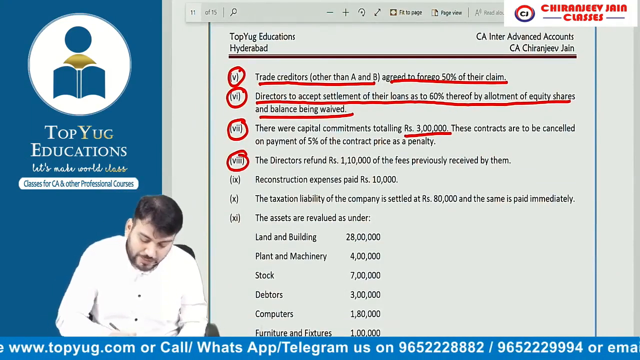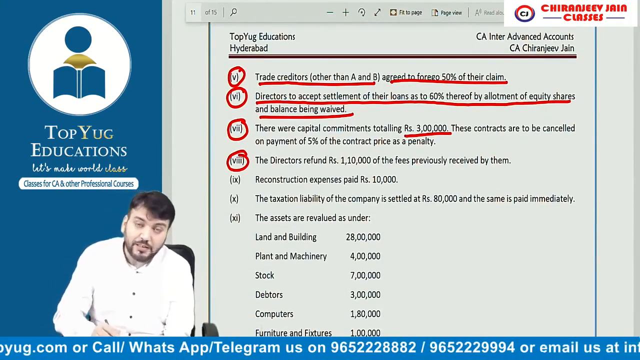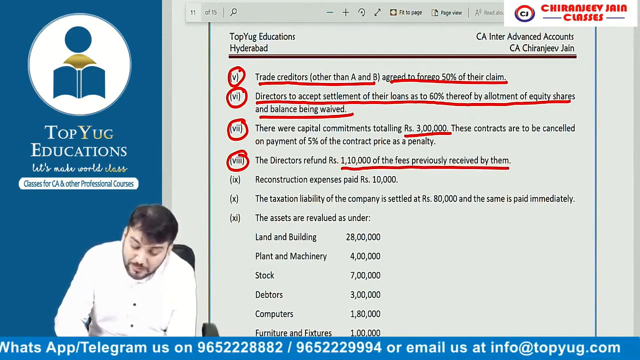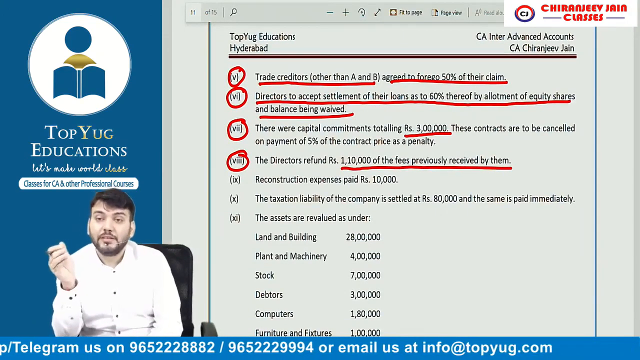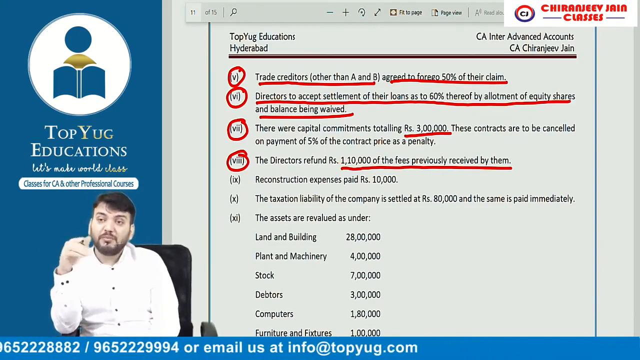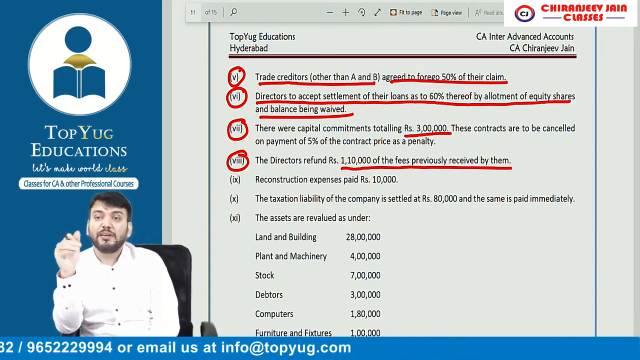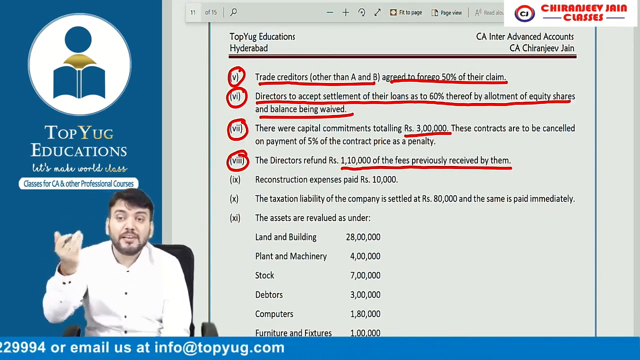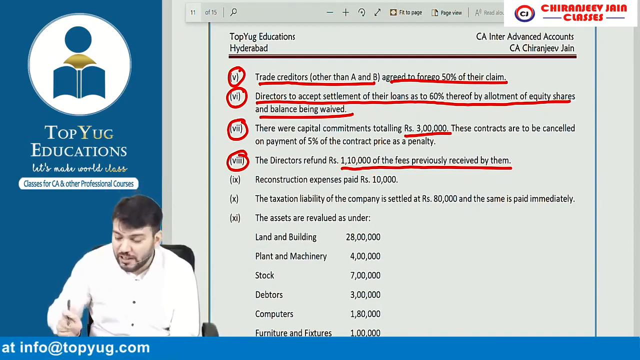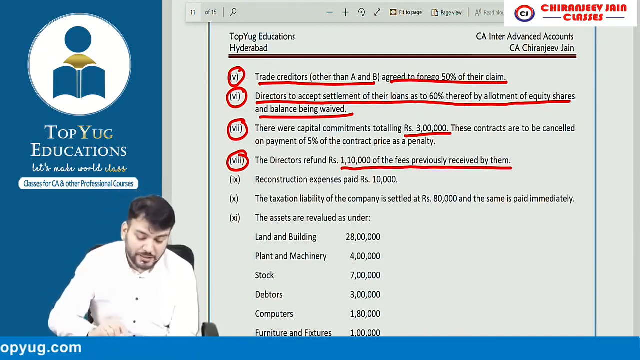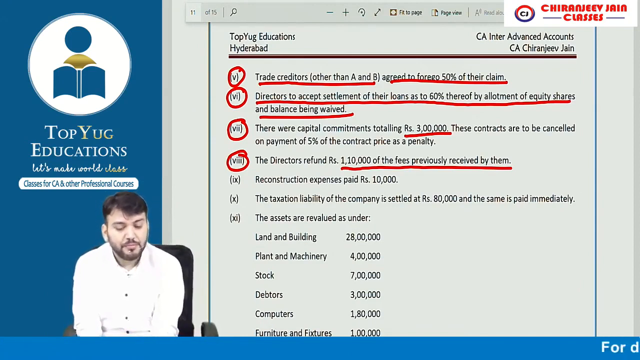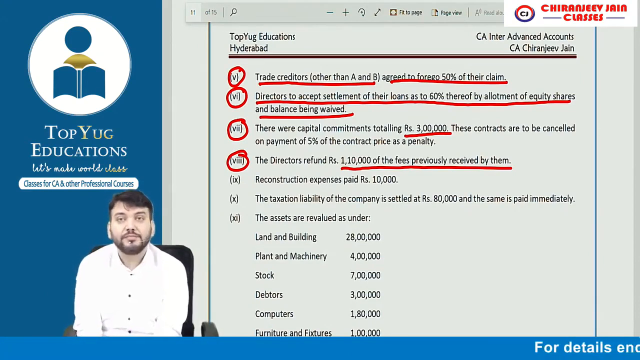Then point number 8. What is written here? Directors refund 1,10,000 of the fees previously received by them. Oh ho. Correct. Now what did the directors do? They refunded their fee. Means whatever fee, that means director remuneration, whatever remuneration they have received, they have refunded. But what can be the possible journal entry for this? Respond. What will be the journal entry for this?